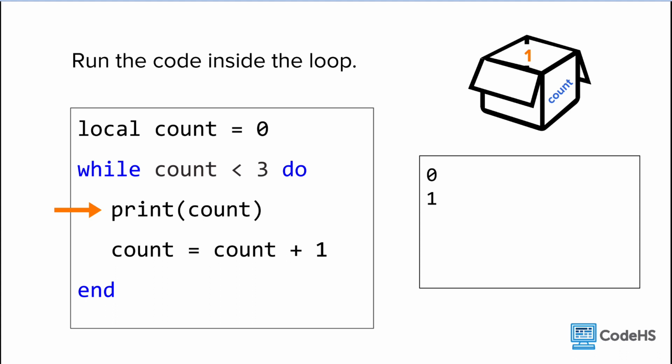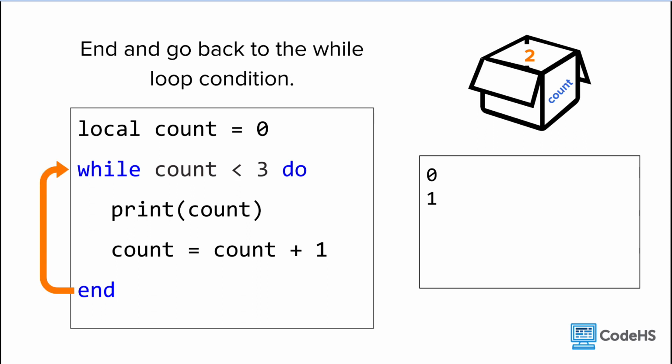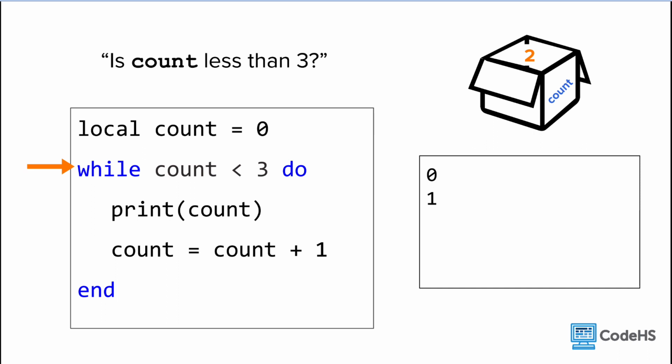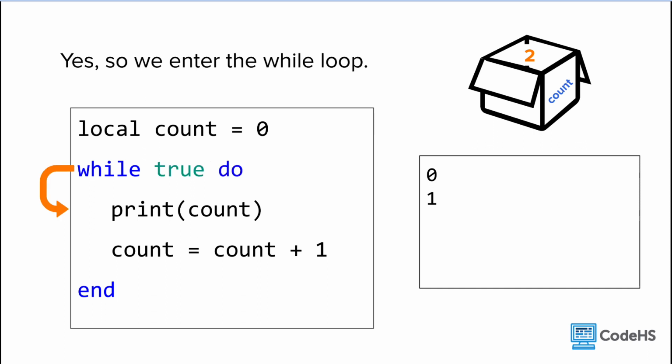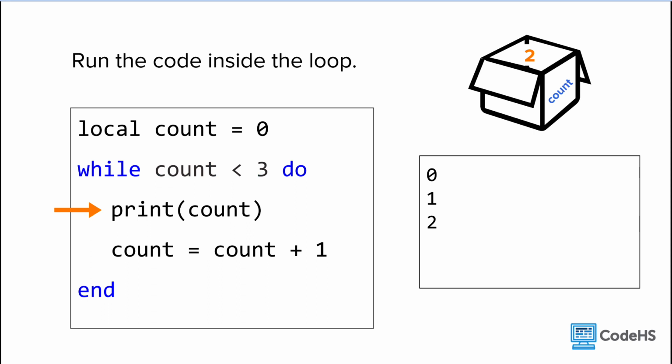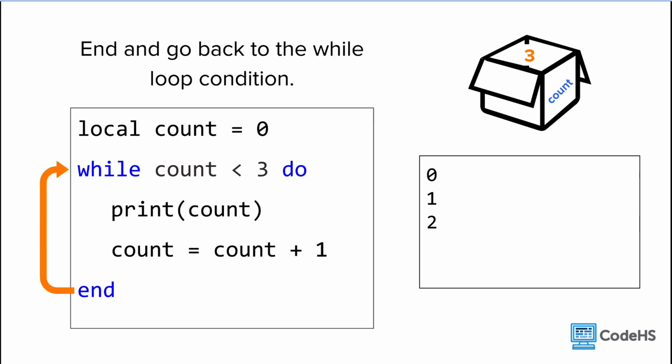We execute the code inside the loop, print the value of count, and add 1 to count, giving it a value of 2. We reach the end and go back to our loop condition. Now is 2 less than 3? Yep, still true, so we enter the while loop again. And execute the code inside, print the value of count, and add 1. This means the count is now 3. We've reached the end again, so we go back to the condition.